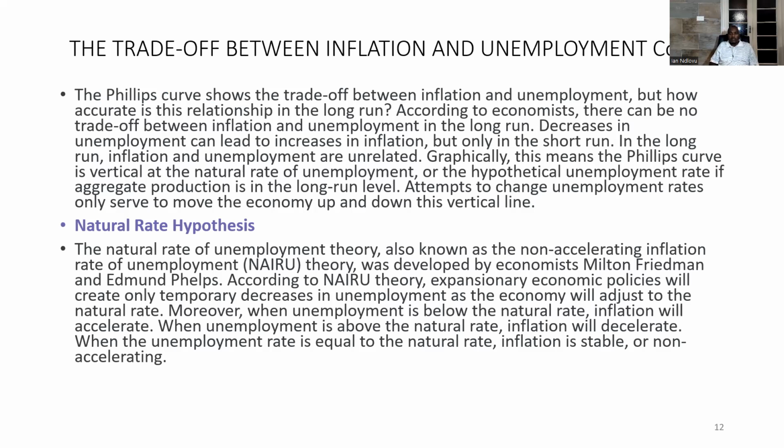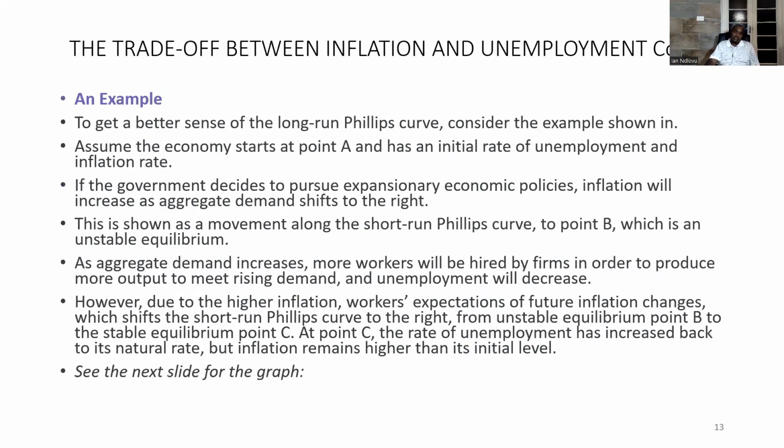So according to the NAIRU theory, expansionary economic policies, like expansionary monetary policy, only create temporary decreases in unemployment as the economy will adjust to the natural rate. And how does the economy adjust to the natural rate? Through workers' expectations.